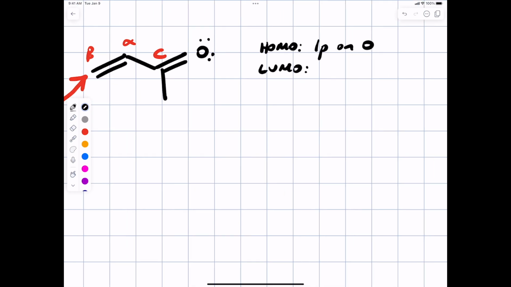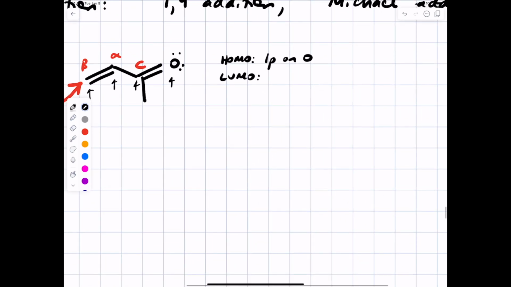One of the pi orbitals. When we have conjugated atoms, four of them lined up together, we sort of drop the pi and the pi star. You can do this through a group orbital approach, or just think: here's the beta carbon, here's the alpha carbon, carbonyl carbon, and oxygen.